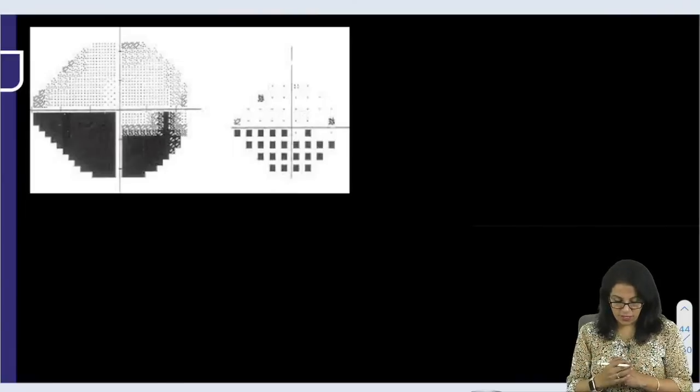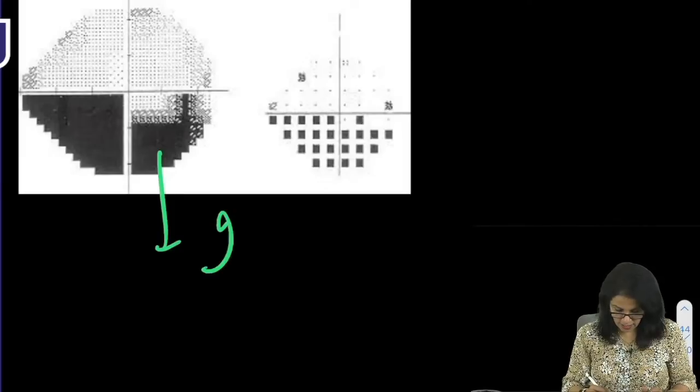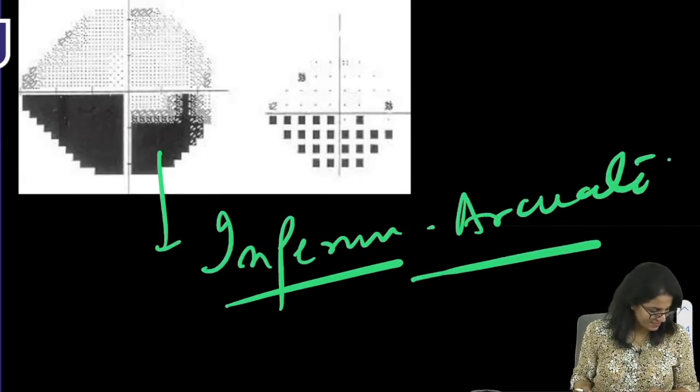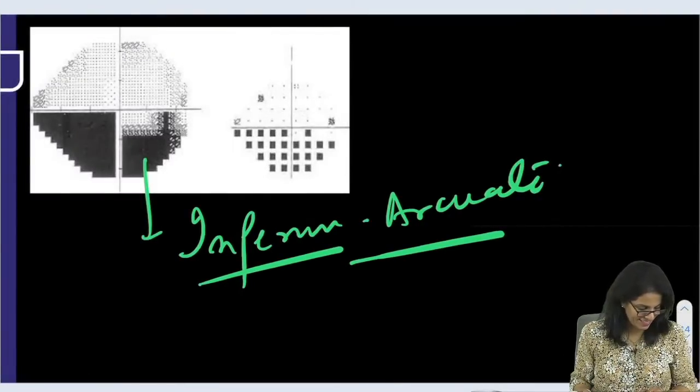Coming to what you are now looking at. What is the field defect here? We are talking about inferior arcuate scotoma. This is inferior arcuate I can look at. Very good, Tenzin. Correct.